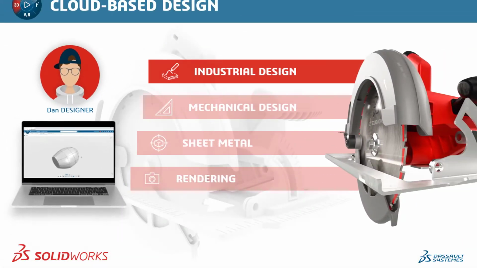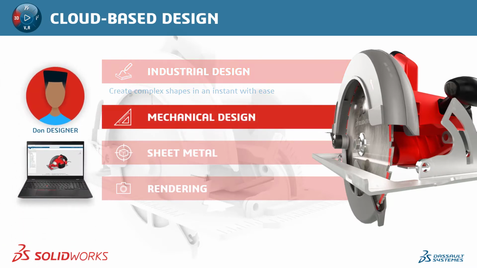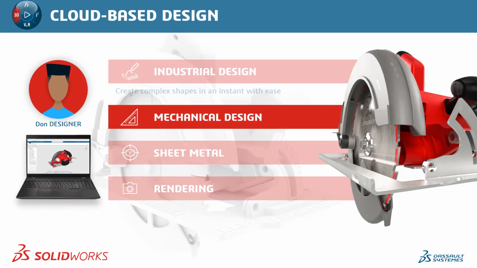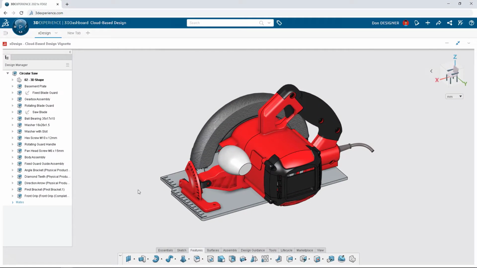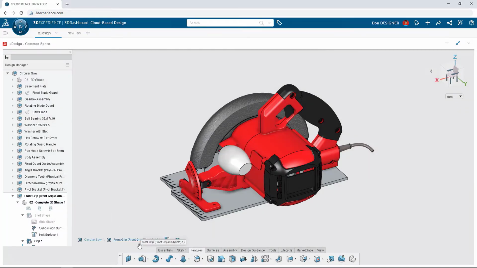With the ability to create subdivisional models directly in a browser on any device, complex shapes have never been easier to create. After starting the design in 3D Sculptor to create the ergonomic grip handle, it's now been turned over to Don, the mechanical engineer, to complete the design and prepare for manufacturing with 3D Creator. Don will need to create the stem connecting the body of the circular saw to the grip handle.